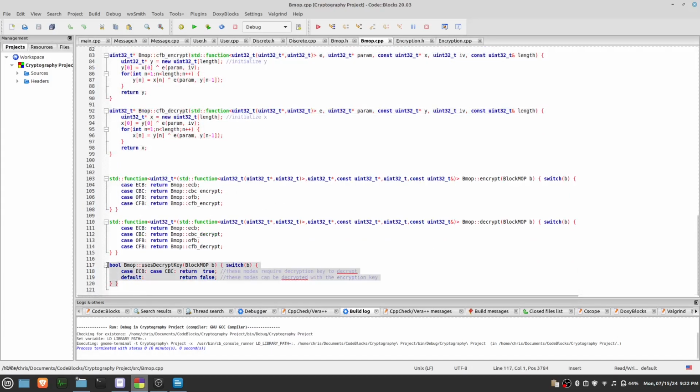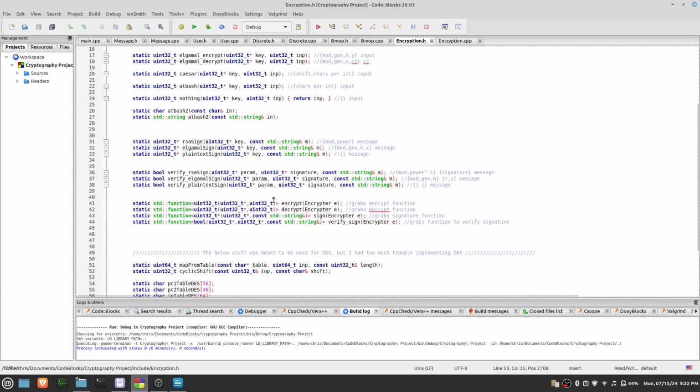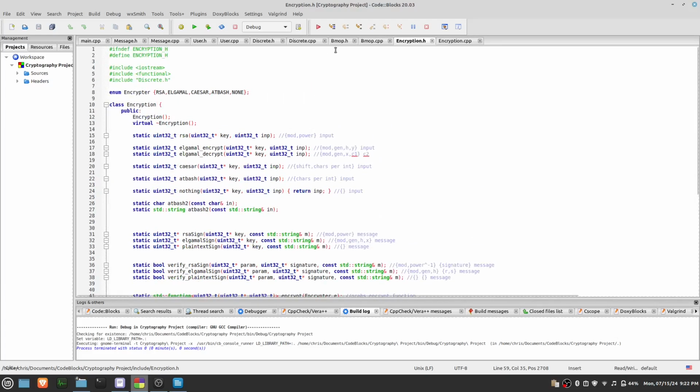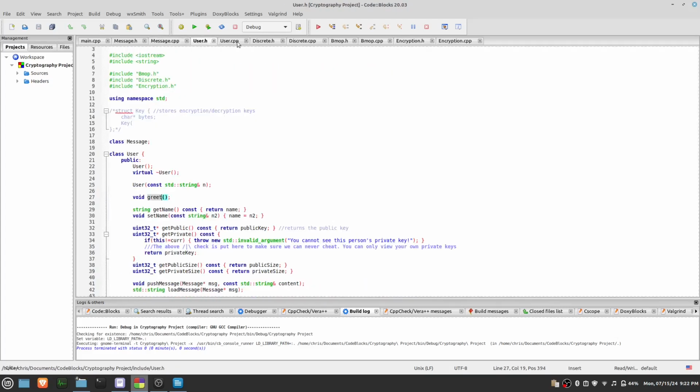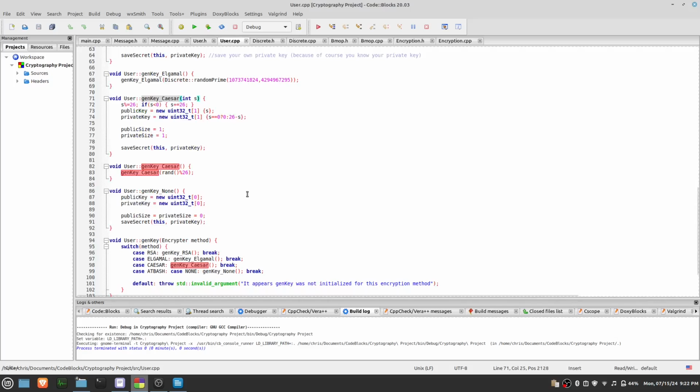And then this function, like I said, CFB and OFB use the encryption key for both encrypting and decrypting, so this reflects that. But anyways, next up, we finally talk about the way that everything's encrypted. But first things first, we need to describe how the keys are generated.